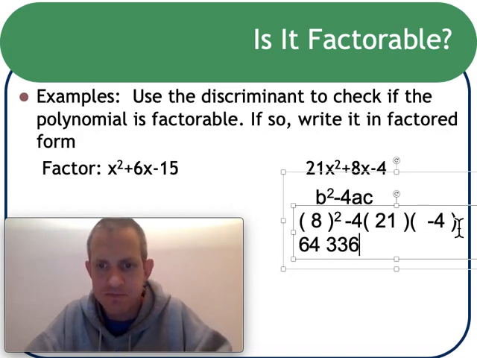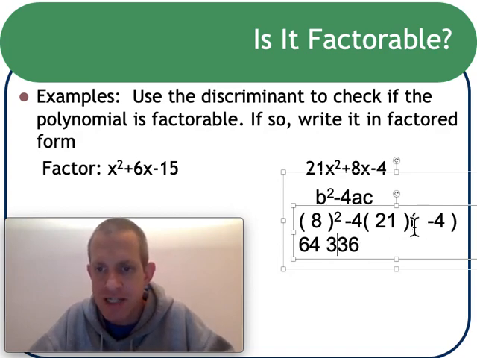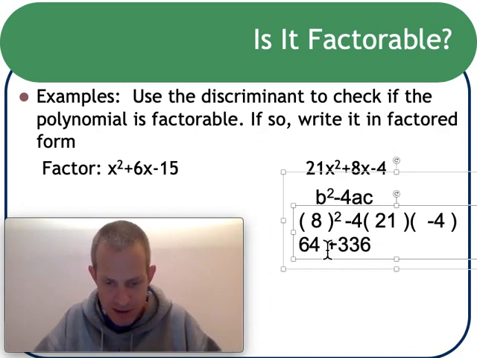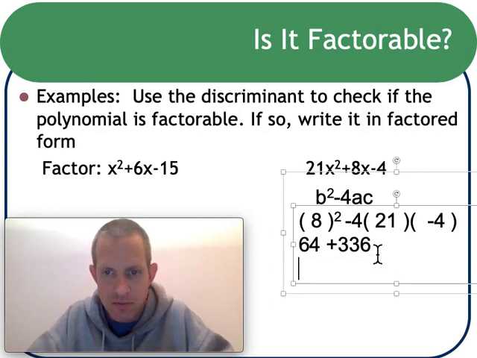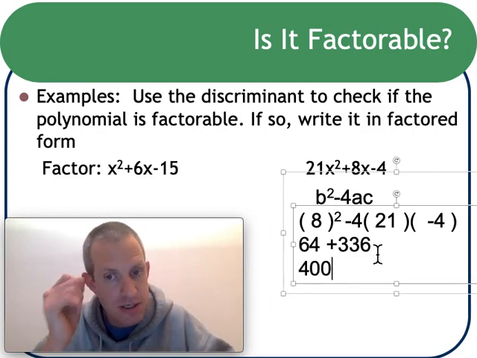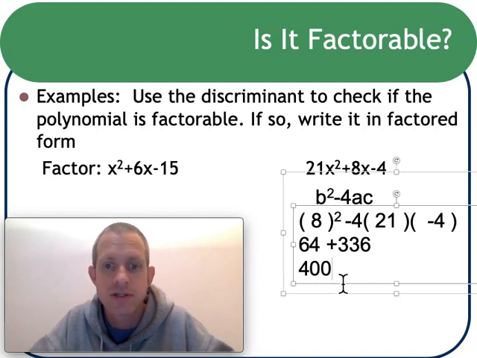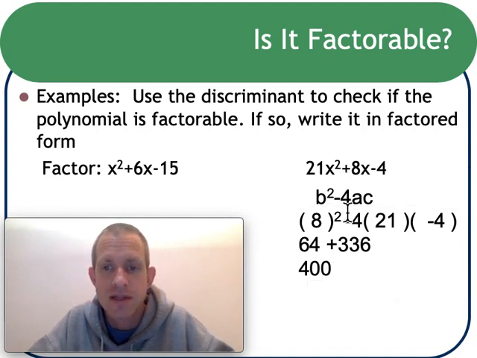336. And once again, a minus negative means I'm adding here. So if I add those together, I get 400. So 400 is this perfect square. That is 20 times 20. And so that means that this one can be factored.